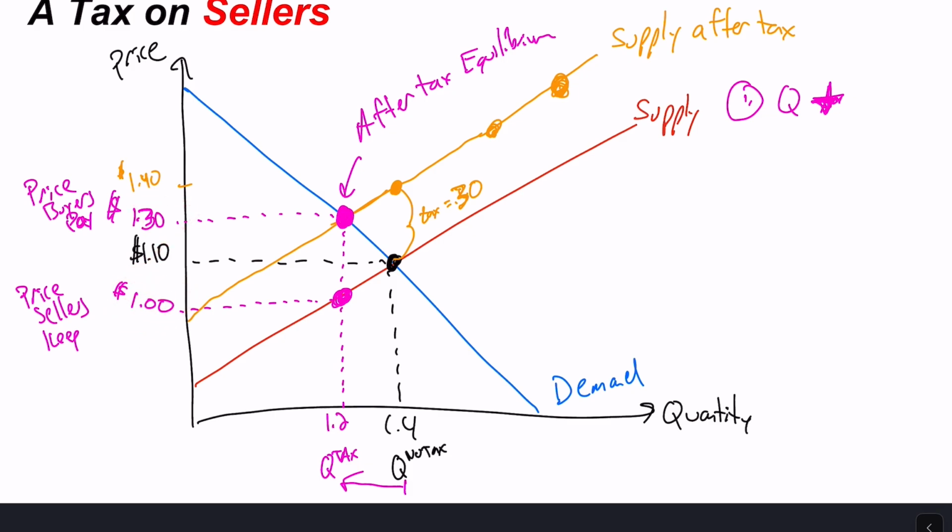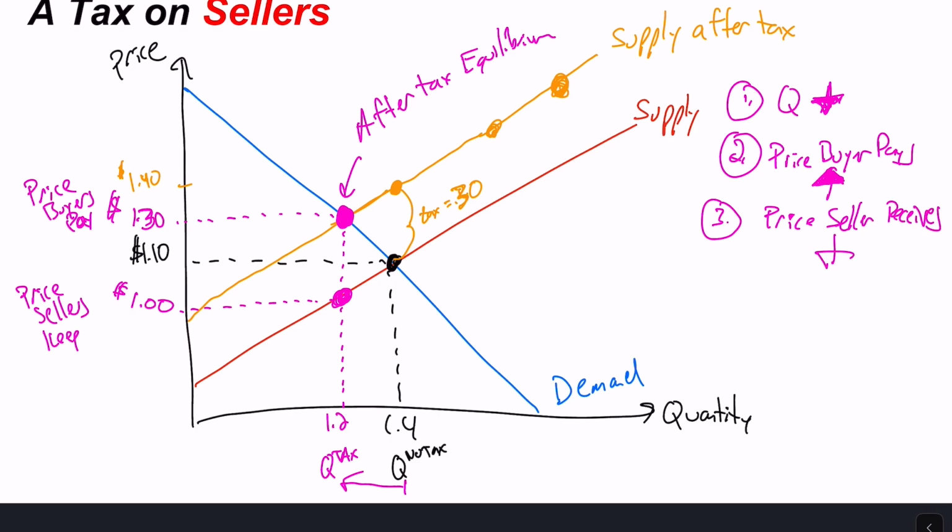All right, so in terms of our effects, we now have the price buyer pays increases. It increases from $1.10 to $1.30 after tax, and the price seller receives goes down. It was $1.10 and now it went down to $1. So we can already see that both sides are affected by this tax and made worse off. Buyers pay higher prices, sellers get to keep lower prices, even though the law says that sellers have to pay it.